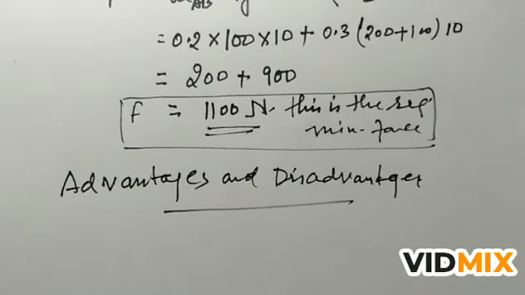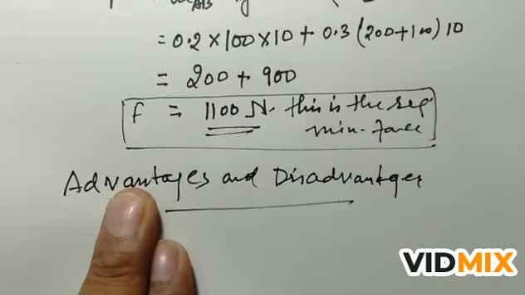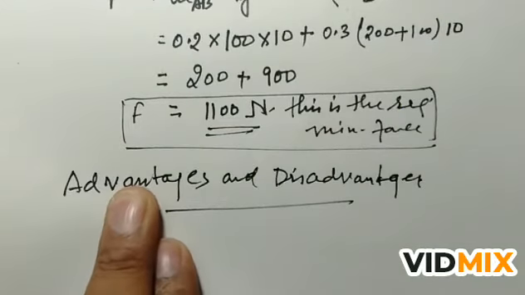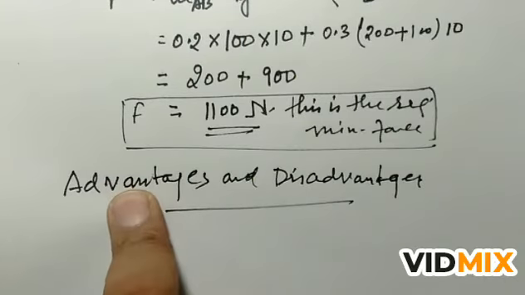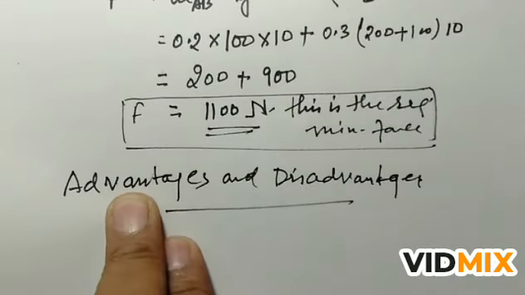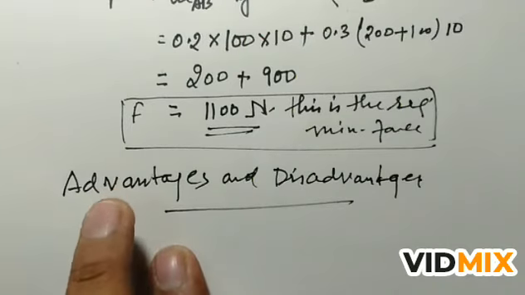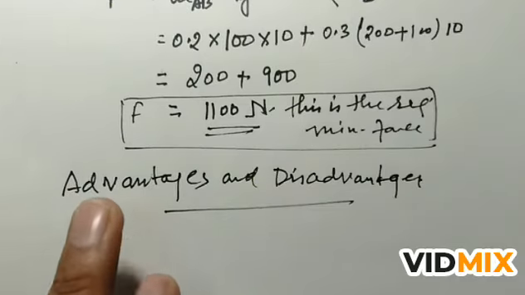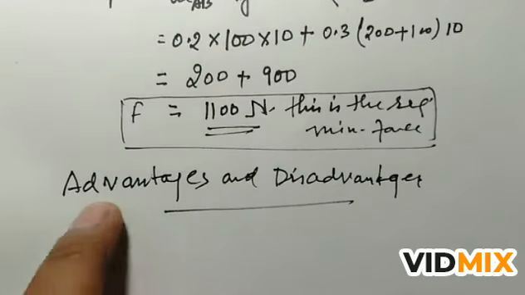Advantages and disadvantages of friction. First, we will discuss the advantages. The advantage of friction is that walking is possible due to friction. Two bodies stick together due to friction. The brakes of a cycle or the brakes in a vehicle also work due to friction. I am writing on this page only due to friction.